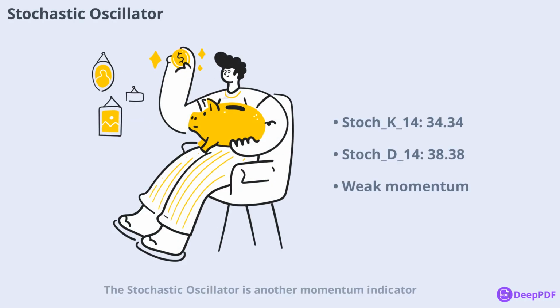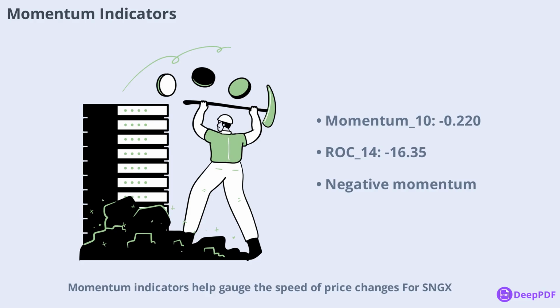The stochastic oscillator is another momentum indicator, comparing a particular closing price to a range of prices over a certain period. For SNGX, stock K14 is at 34.34 and stock D14 at 38.38. These values are below 50, which suggests that the stock is in a weaker momentum phase. However, they are not yet in the extreme oversold zone, so traders should watch for further developments. Momentum indicators help gauge the speed of price changes.